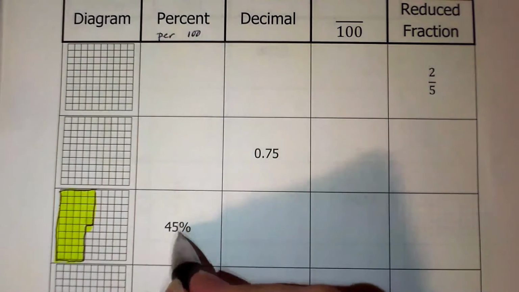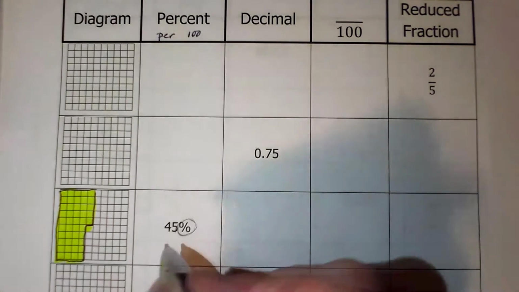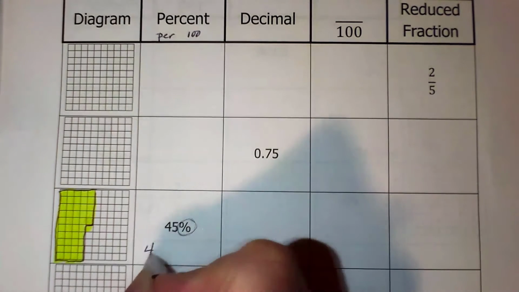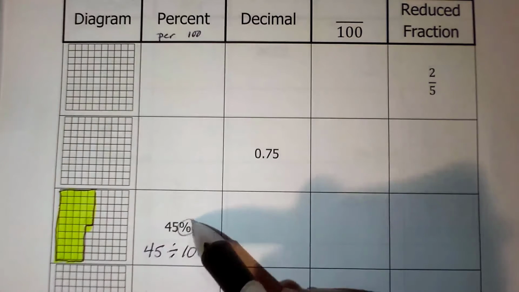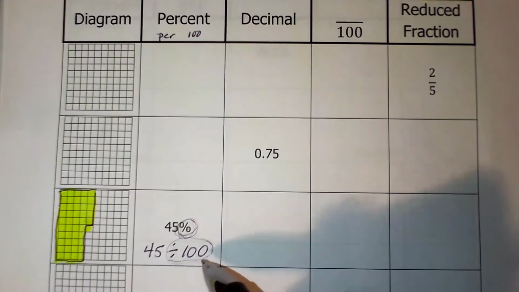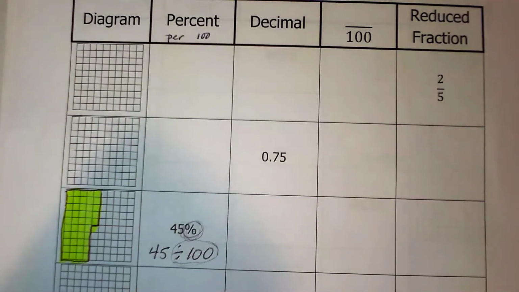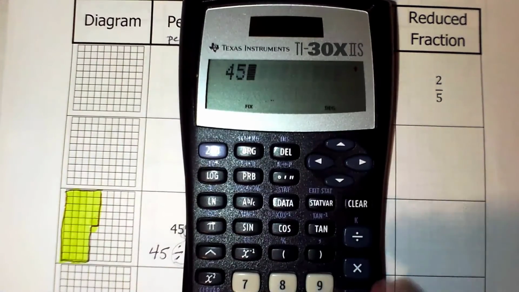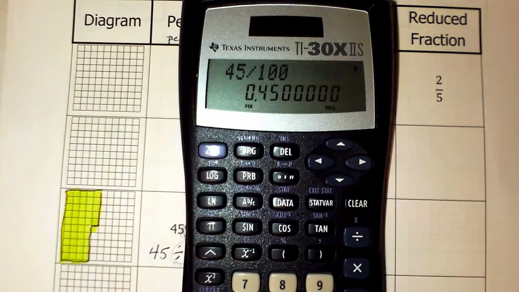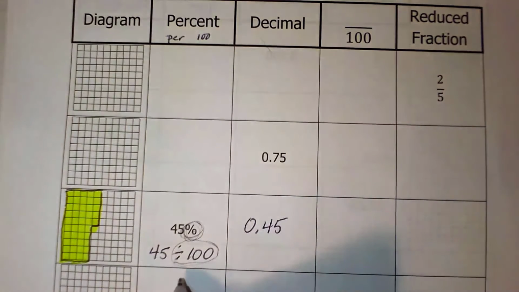So to go from a percent to a decimal, I want this percent sign gone. Well, percent means per 100, and per 100 means divide by 100. So if I take 45 and divide it by 100, hopefully you can do that in your head, but in case you can't, let me show you how you would do it on a calculator. You would take 45 and divide it by 100. Hopefully you can predict that that's just going to change it to 0.45. So from a percent to a decimal, I divided by 100.